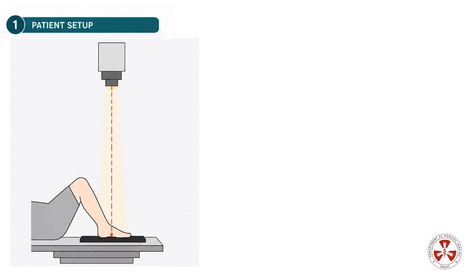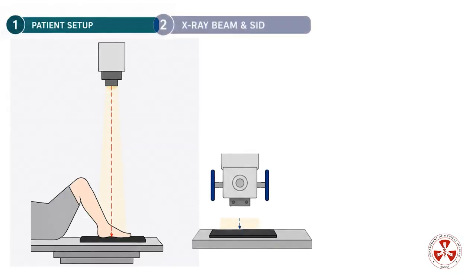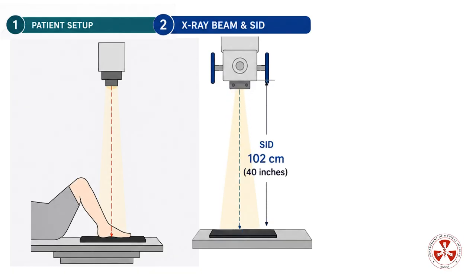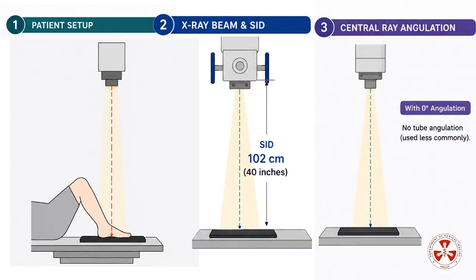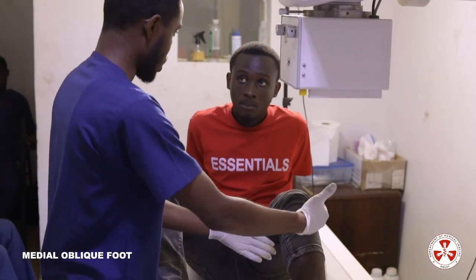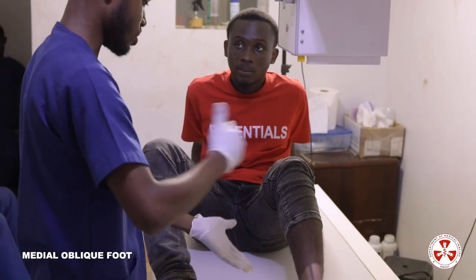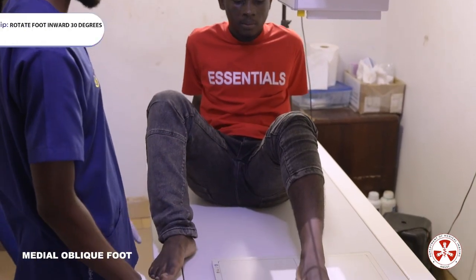For a medial oblique foot X-ray, the X-ray tube remains at the standard 40-inch source-to-image distance. The central ray is perpendicular to the image receptor with no angulation and is centered at the base of the third metatarsal. For this procedure, there is no tube angulation.